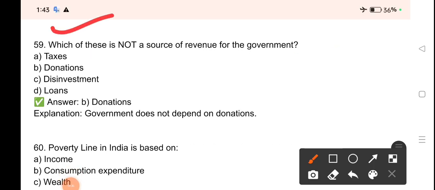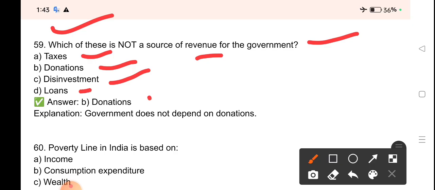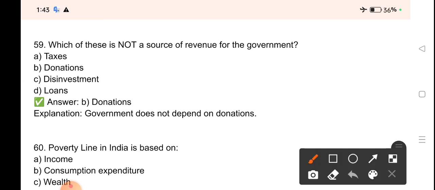Which of these is not a source of revenue for the government? Taxes, donations, disinvestment, loans. Donation. Donation is not a source of revenue for the government, but taxes, disinvestment, and loans are sources of revenue for the government.